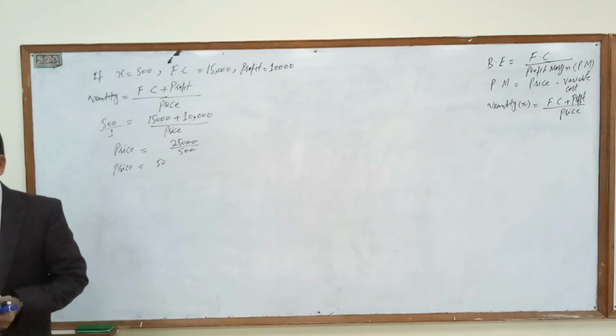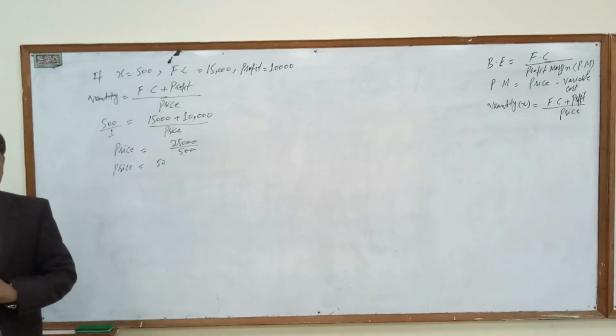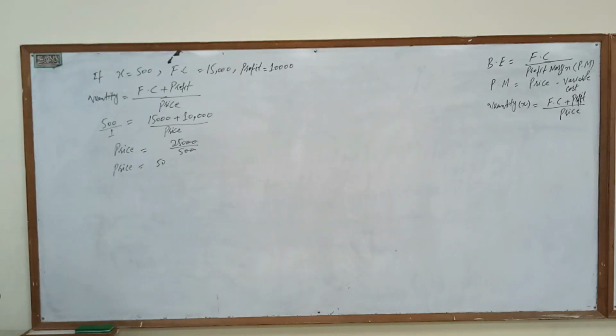A publisher has a fixed cost of 250,000 associated with the production of a college mathematics book. Fixed cost is 250,000. Then the contribution to profit and fixed cost from the sale of each book is $6.25. Look, contribution to profit and fixed cost from sale of each book is 6.25. It means it's profit margin.